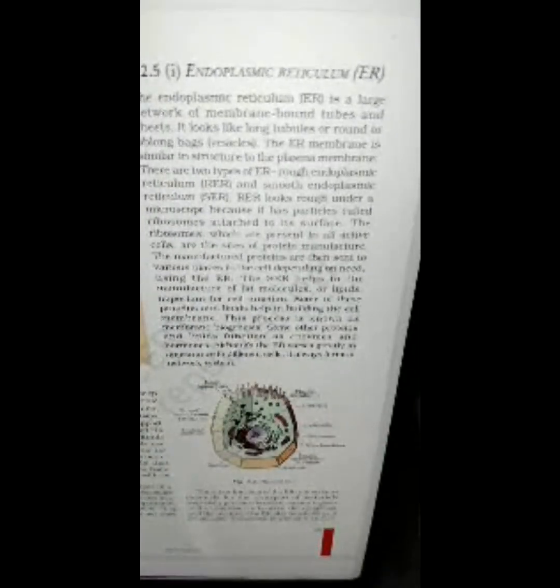The manufactured proteins are then sent to the various parts in the cell depending on need using the ER. The SER helps in the manufacture of fat molecules or lipids important for cell function. Some of these proteins and lipids help in building the cell membrane. This process is known as membrane biogenesis. Some other proteins and lipids function as enzymes and hormones. Although the ER varies greatly in appearance in different cells, it always forms a network system.